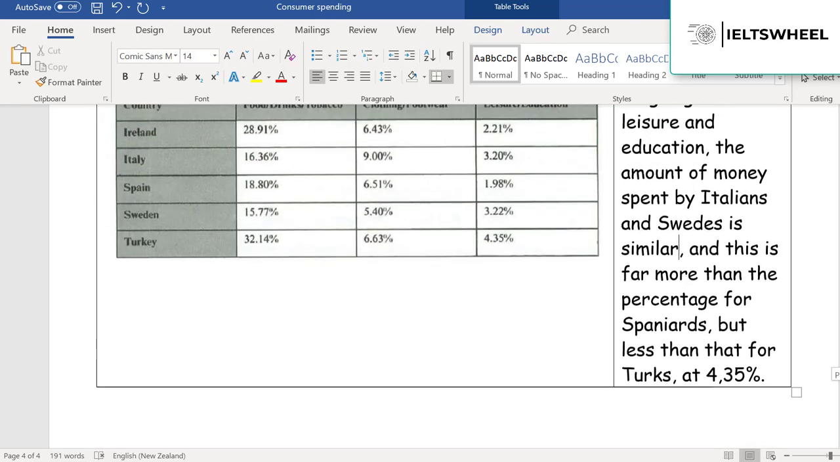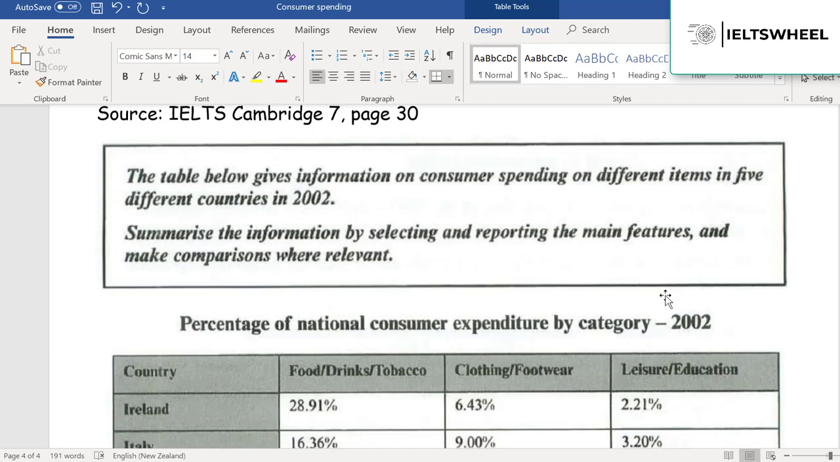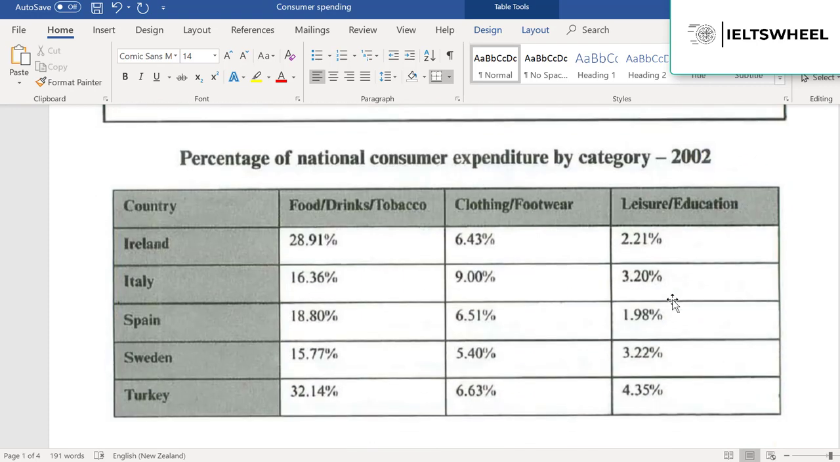That's all. I hope that you have learned how to analyze data in the graph, okay, or in the table. I hope you've learned how to compare and contrast data.